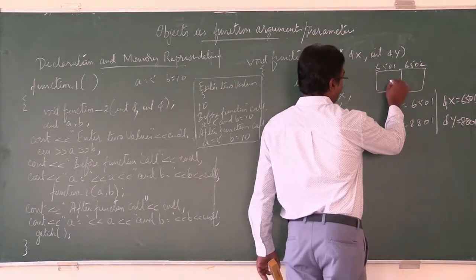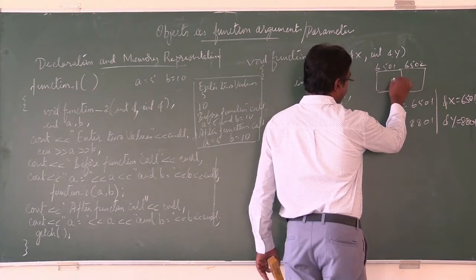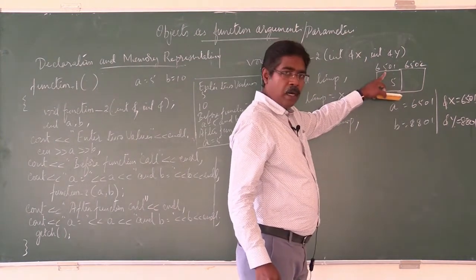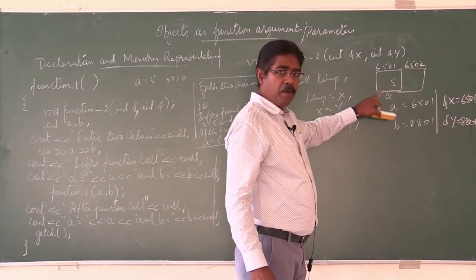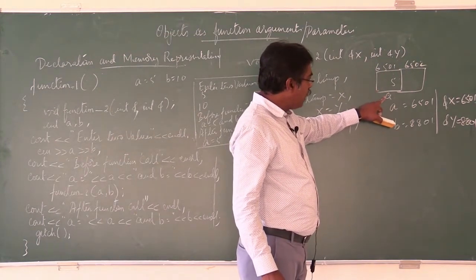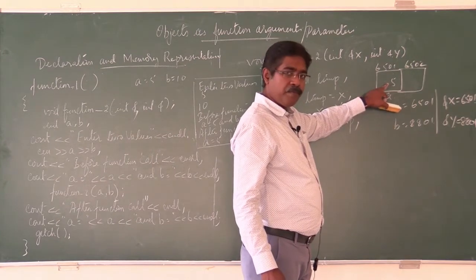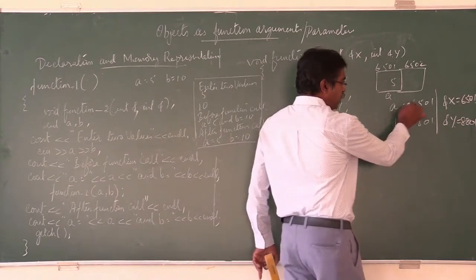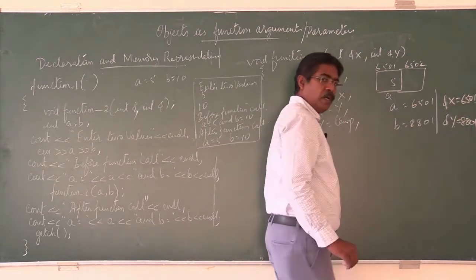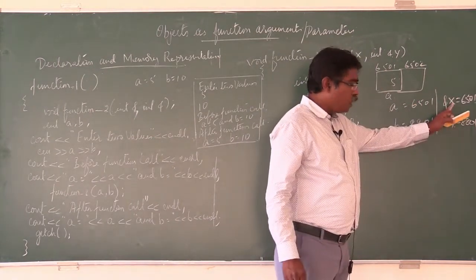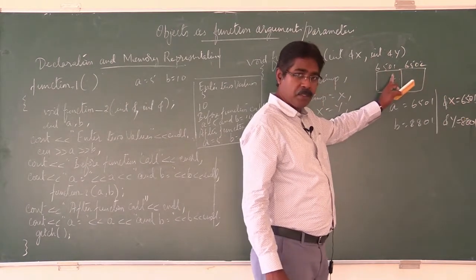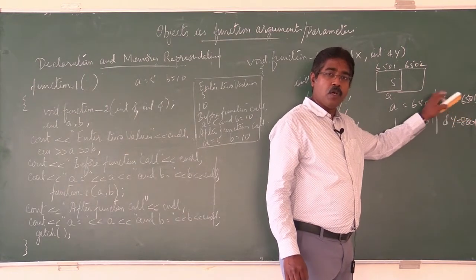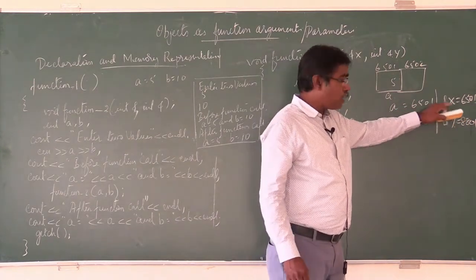Now we are going to take as what? 5, and the location of this address, the name is what? A. So A's value is 5 and its address is what? 6501. The same address is given or shared to X. Both are directing to the same address. Hence, X is called as a reference of A or alias of A.